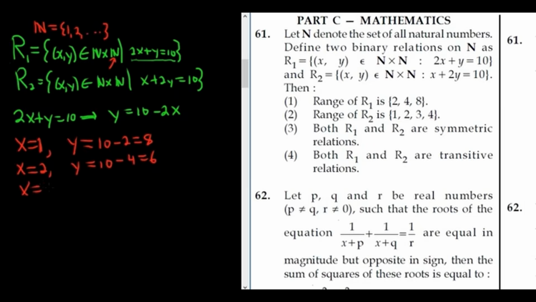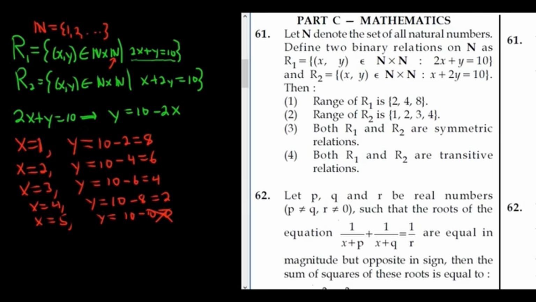When x is 3, we get y equals 10 minus 2 times 3, so 10 minus 6, which is 4. And then when x is 4, we get y equals 10 minus 8, so we get 2. And then when x is 5, we get y equals 10 minus 10, which is 0. That's no good because it's not a natural number. If you do 6, you're going to get negative numbers, so you stop here. So the range for R1 is 2, 4, 6, 8.